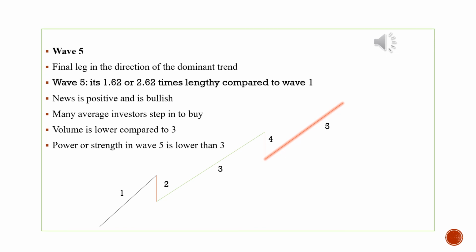Wave 5 is the final leg in the direction of the dominant trend, and it's 1.62 or 2.62 times the length of wave 1. Here basically the news is positive and bullish, and many average investors step in to buy, thinking that the price will touch a new high. But in wave 5 the volume traded is lower compared to wave 3. We can say that the profit an investor makes in wave 3 is much more compared to wave 5.